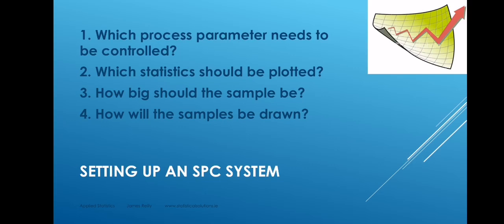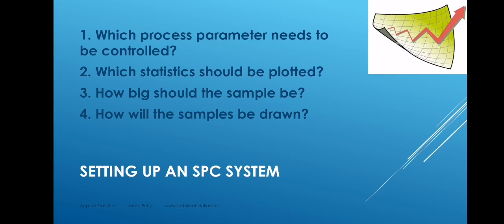So when setting up an SPC system, there are these questions we need to ask ourselves. First of all, what process parameter needs to be controlled? If we're filling bottles with liquid, do we measure the fill volume, or the fill height, or the fill weight, or the gross weight, or something else? So we identify what it is that's important to us. Secondly, which statistics should be plotted? If it's fill volume, shall we plot individual volumes, or sample means, or something else?